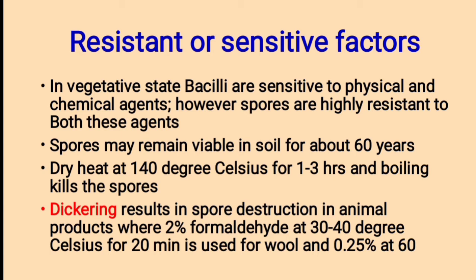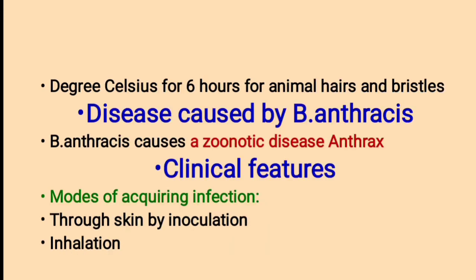Then disinfection is the process resulting in spore destruction in animal products, where 2% formaldehyde at 30 to 40 degrees Celsius for 20 minutes is used for wool, and 0.25% at 60 degrees Celsius for 6 hours for animal hairs and bristles. This is the term of disinfection.